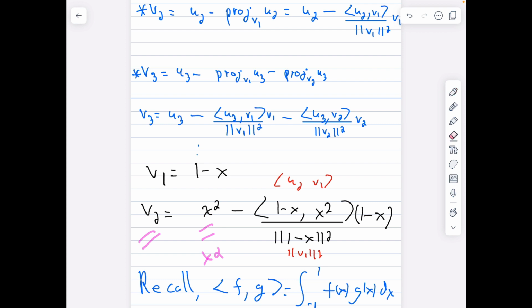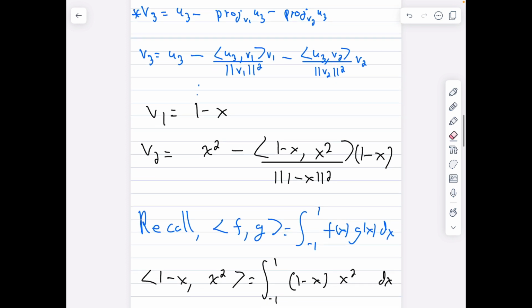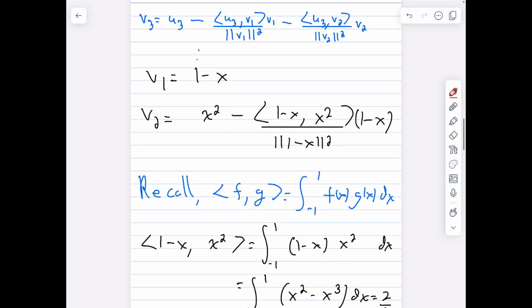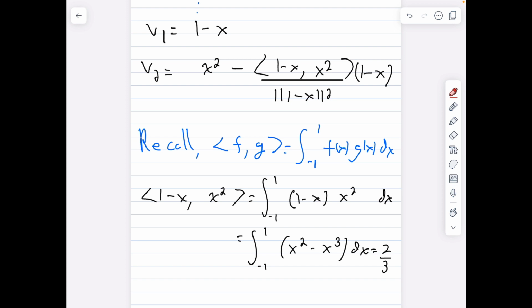All right, now for me, the main concern is figuring out this inner product of 1 minus x and x squared, and we're going to take an integral for that. Whenever you're doing these problems, the inner product must be defined for you. In this case it's in terms of an integral. So we're going to integrate from -1 to 1. There's some algebra you have to do to integrate, and I won't do that here, but you get 2/3 out of the whole thing.